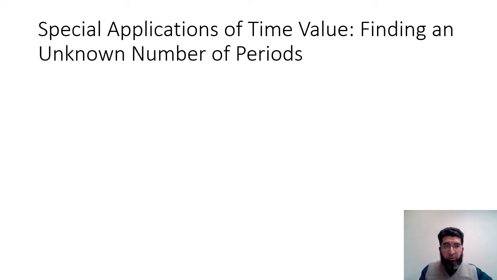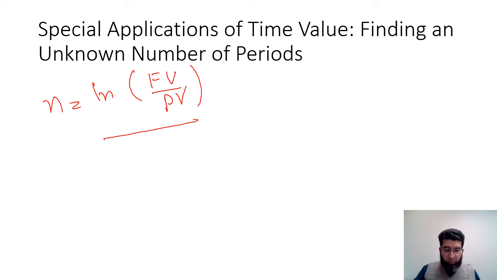Then we have another special application of time value of money, which is finding an unknown number of periods. We have already done this at the end of the first TVM session. You can go through it again to refresh the concept. To refresh here, n equals log of (future value over present value) divided by log of (1 plus R).